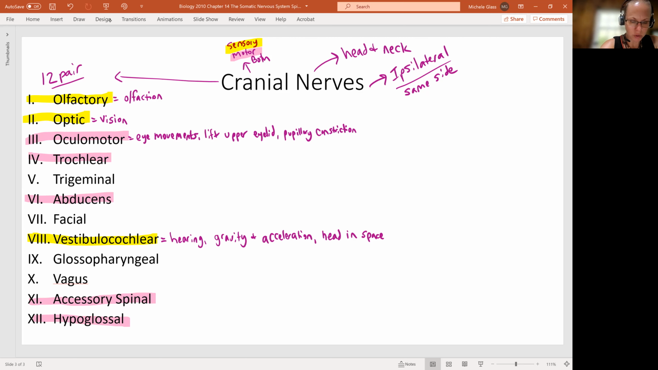We'll see the trochlear and the abducens also involved in eye movement. These nerves are going to be controlling different groups of muscles here. As we get into the accessory spinal, we're going to see it having a lot of control of neck muscles, and we don't have to be super specific here. And the hypoglossal, hypo means below, glossal is tongue. So we're going to see here muscles of the lower throat and the tongue.